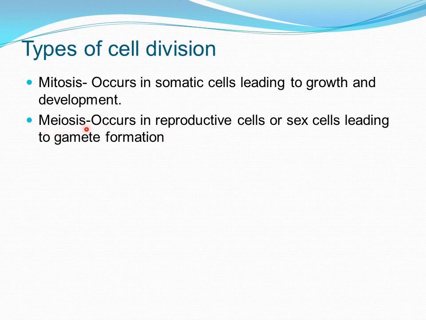there the type of cell division is called meiosis. So is it clear for everyone till now? Whatever I have discussed from the first slide, I think it should be clear. It's a very basic idea of cell division. So mitosis is generally occurring in the cells which are somatic cells or the body cells, and meiosis is occurring in the cells which are reproductive cells or sex cells.